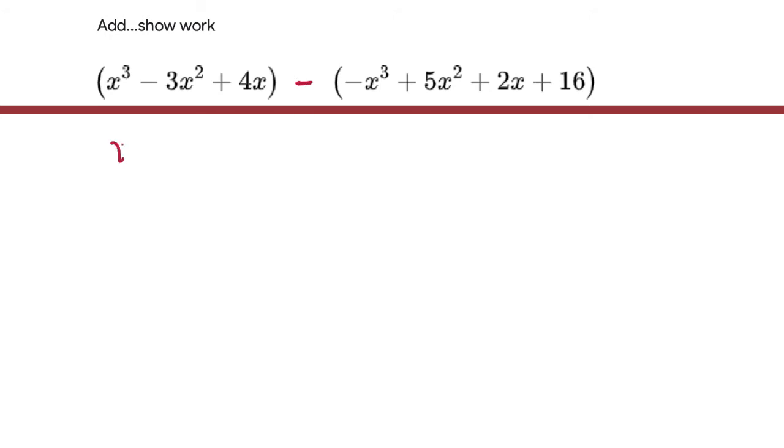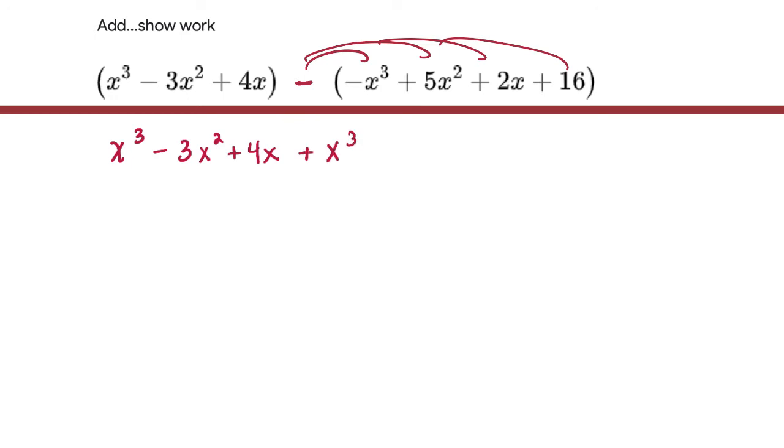Okay. If it is a subtraction problem like that, what you need to do is you got to make sure you distribute that -1. And all it does is flip everybody's sign, so it becomes a positive x cubed and a negative 5x squared. I'm just changing everybody's sign. And then we just start looking for any like terms. So like this is an x cubed and that's an x cubed, giving us a total of 2x cubed. 1 plus 1.